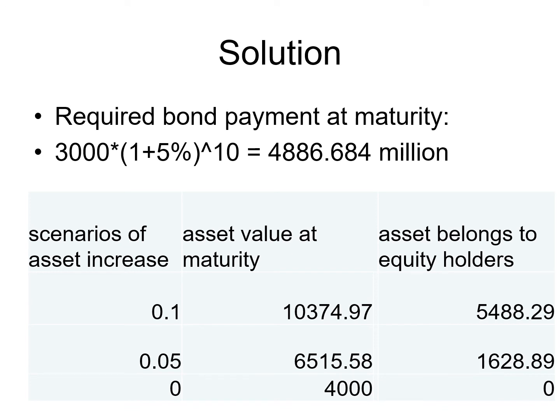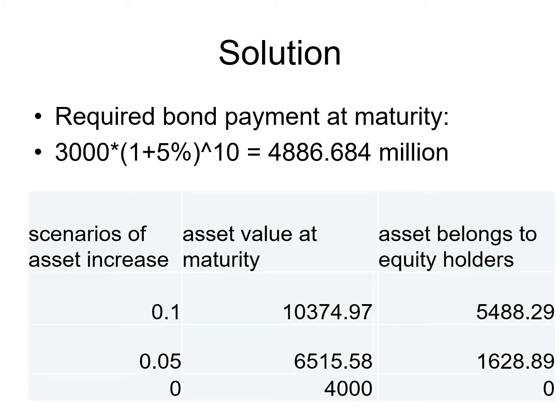Solution. The required bond payment at maturity is 3,000 times 1 plus 5% to the power of 10, which is equal to $4,886 million. The following is the scenario of asset increase, say 10%, 5%, or 0% per year. The asset values at maturity are 10,000 million, 6,000 million, and 4,000 million, respectively.